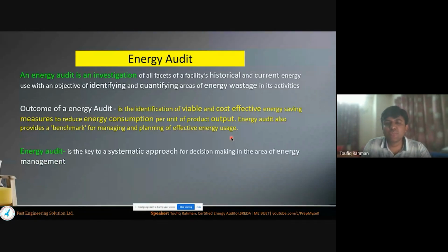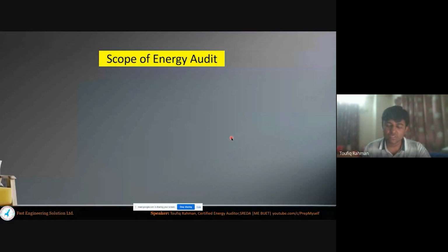So this is the systematic approach for decision making for energy management. If the top management knows that this equipment is taking more energy than usual, then they can change or modify this equipment. So this is the foundation of the energy management system, the energy audit. Let's talk about energy audit more.